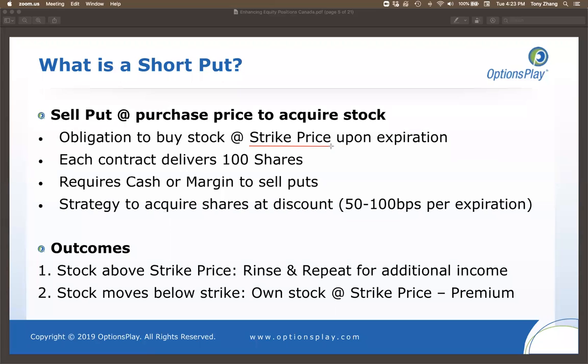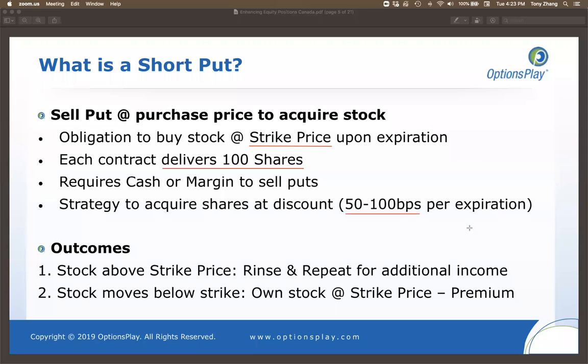And at expiration, you would be obligated to purchase those shares if the stock is below the strike price. And each put that you sell will deliver to you 100 shares of that underlying stock. To do this, it requires you to put up some cash or margin to sell those puts, which is equivalent to the buying power that's removed in your account in order to place a limit order. And this strategy allows you to acquire shares at a discount, usually anywhere from 50 to 100 basis points per expiration cycle. So imagine getting a 0.5 to 1% discount on every single stock purchase that you buy. What would that do for your bottom line just on that alone?